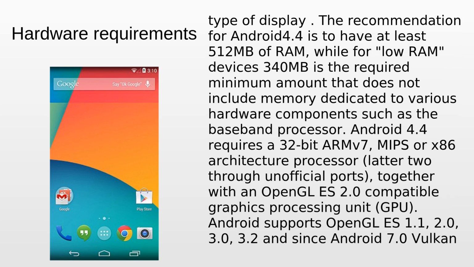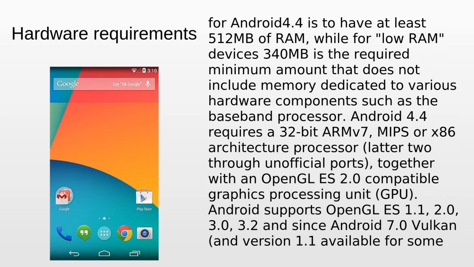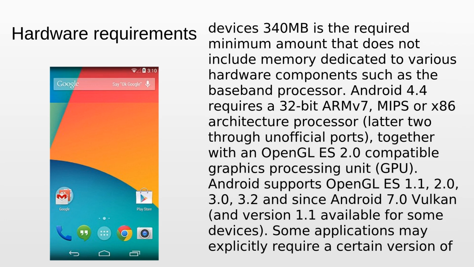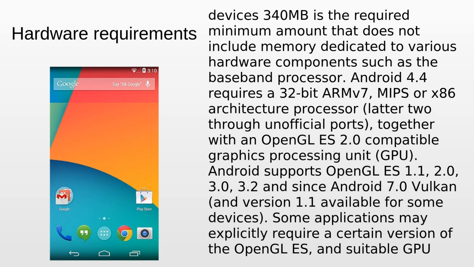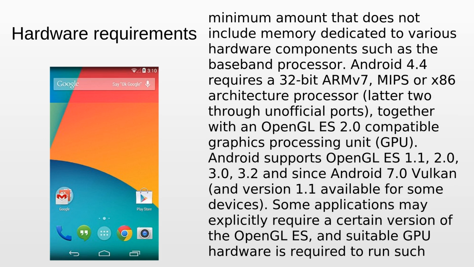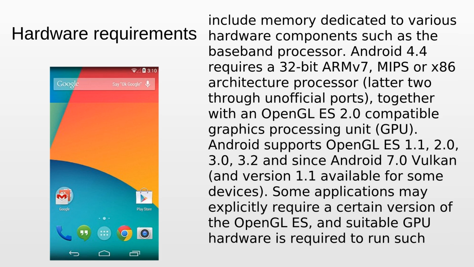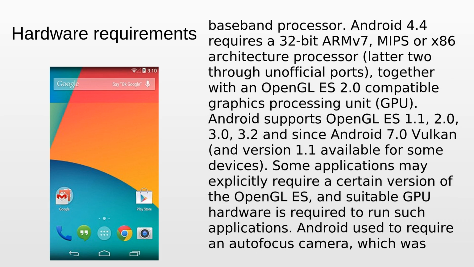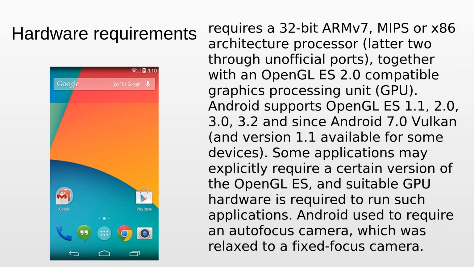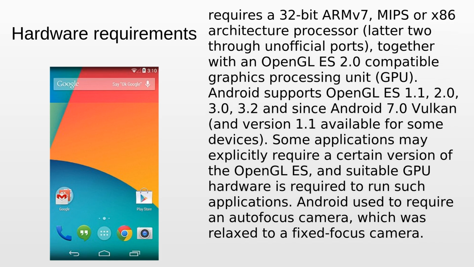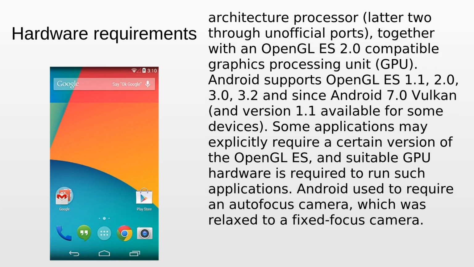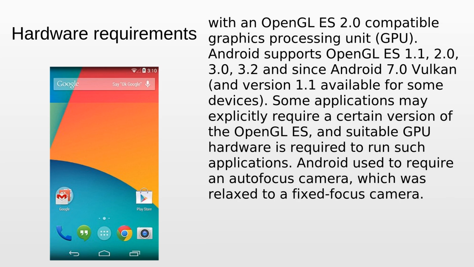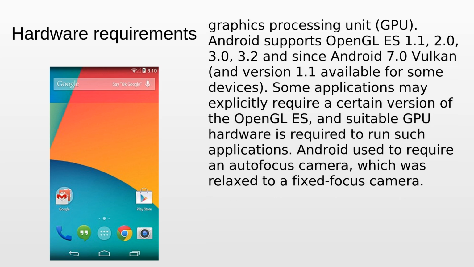The recommendation for Android 4.4 is to have at least 512 MB of RAM, while for low RAM devices 340 MB is the required minimum amount that does not include memory dedicated to various hardware components such as the baseband processor. Android 4.4 requires a 32-bit ARMv7, MIPS or x86 architecture processor, the latter two through unofficial ports, together with an OpenGL ES 2.0 compatible graphics processing unit, GPU.